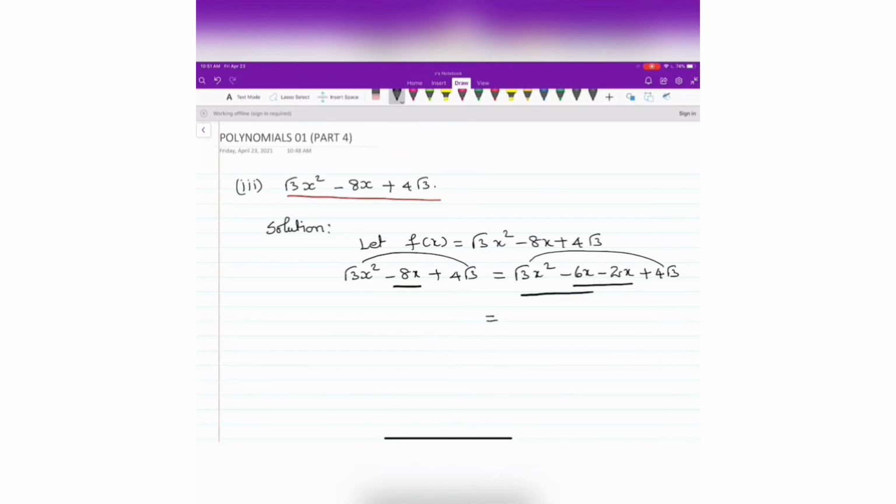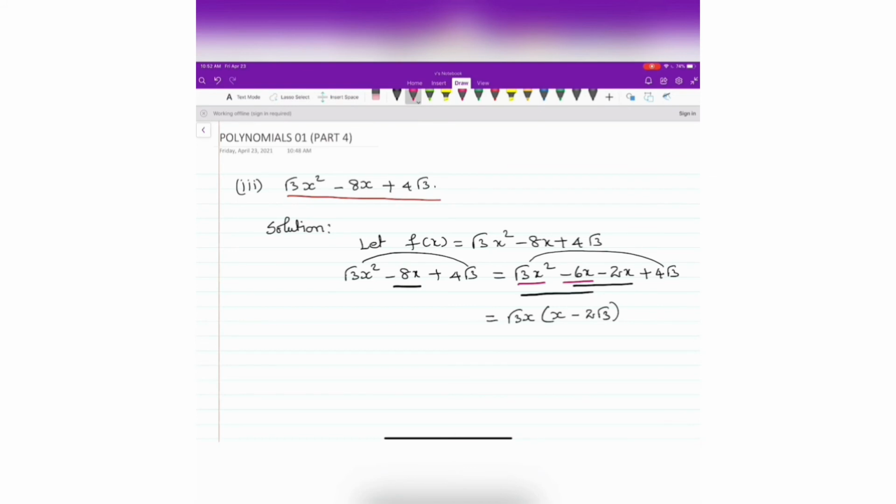So, when I combine the first two, that is root 3x square minus 6x, I can take out root 3x. Then inside I will have x minus 2 root 3. You just multiply and see now. Root 3x into x will give root 3x square. So that is the term you are having here. Then minus 2 root 3 into root 3 x. That means root 3 into root 3 is going to be 3. So minus 6x.